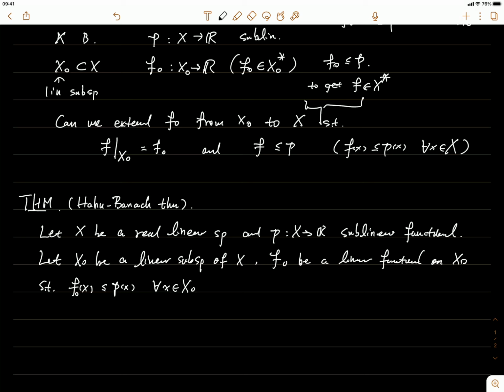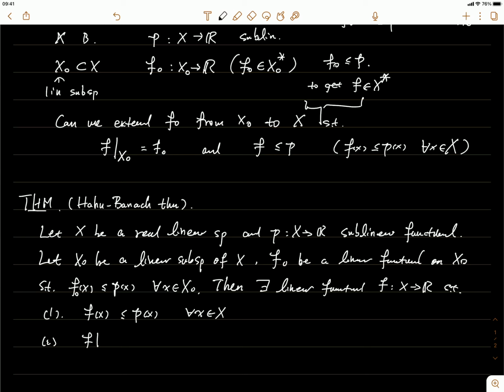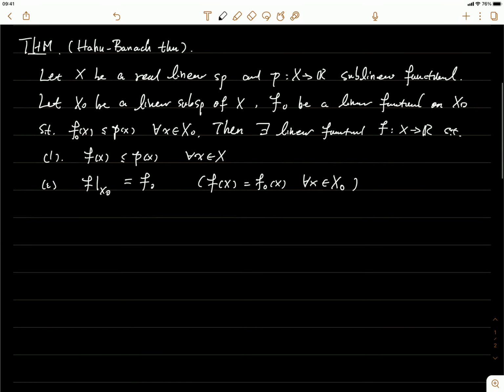Then the conclusion is there exists a linear functional, not necessarily unique, but there exists a linear functional F from X to R such that, first, F of x is again bounded by this P. And the second one is that if we restrict F to the linear subspace X naught, it is equal to F naught. Or in other words, F of x is equal to F naught of x for all x in the linear subspace. Okay, that's the Hahn-Banach theorem.